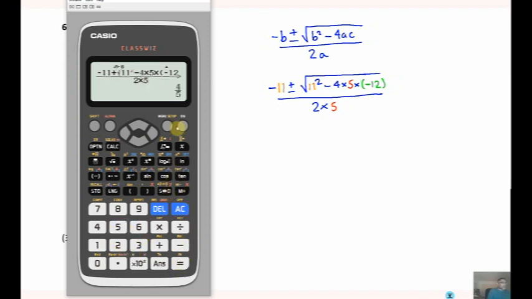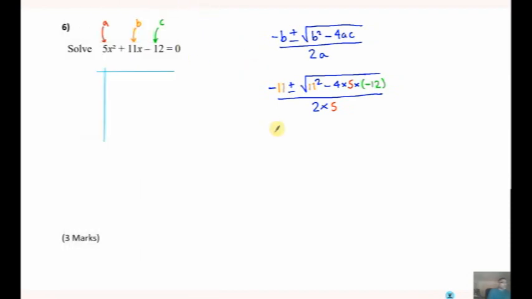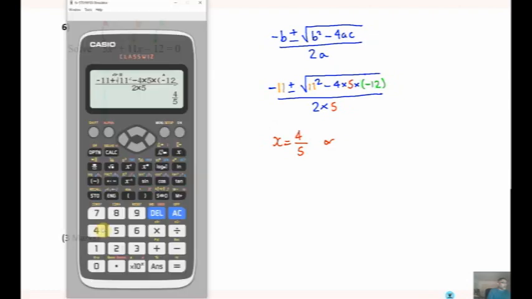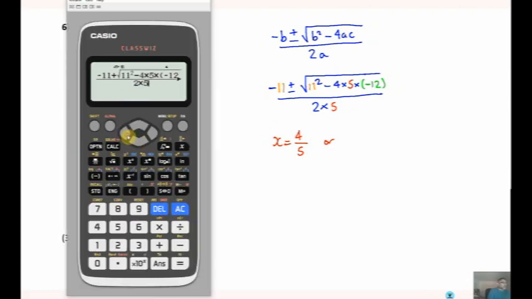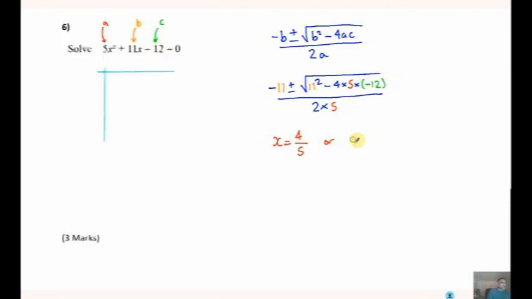And if you press that, it gives you your first answer, x equals 4/5. If you leave it in fractional form, I'll show you why this is useful. So x equals 4/5. Or, and remember you need to change it into negative as well, using my forward key, I'm going to change that plus to a minus to give me my second answer, so x equals minus 3.